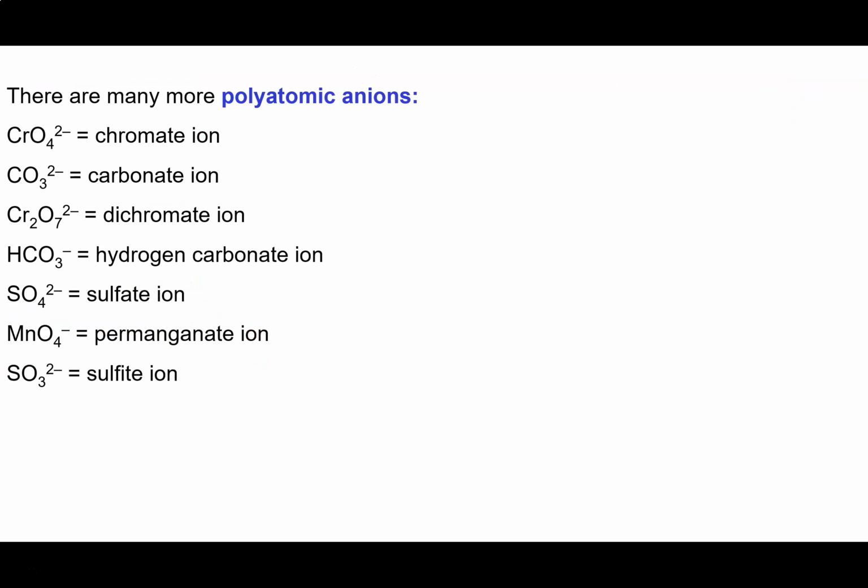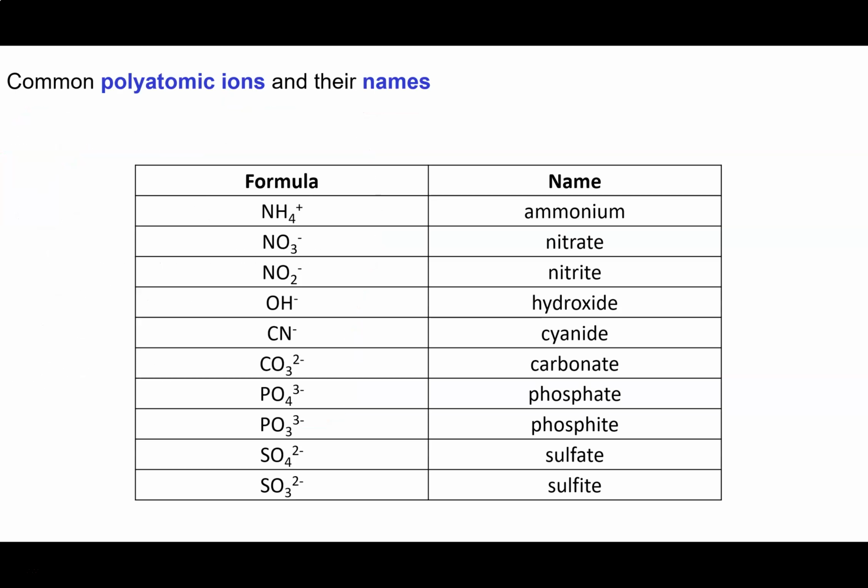Okay, so what about anions? Well, there are many polyatomic anions. Here's a handful. So yeah, these are the guys. You can see here they all have a formula, they all have a specific charge, and they all have a name. So this can be quite daunting to learn all these formulas, charges, and names.